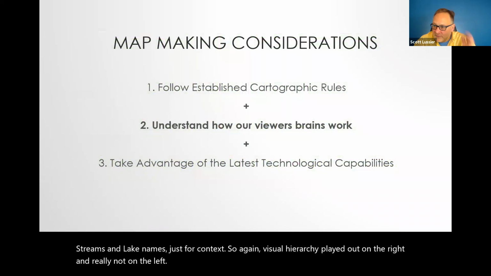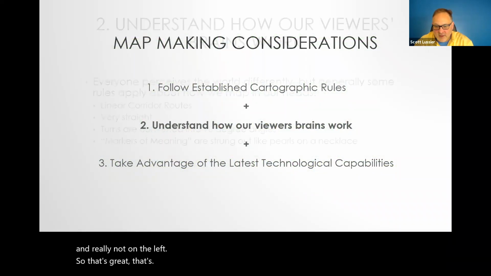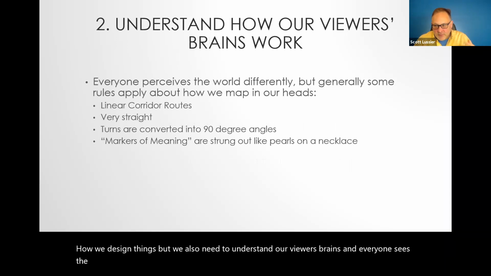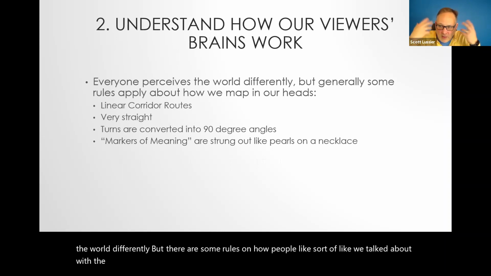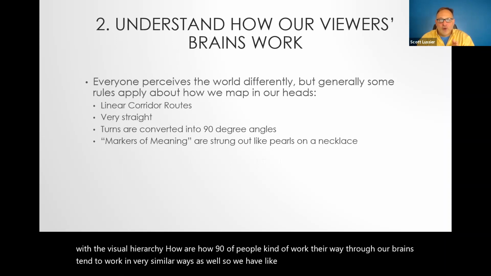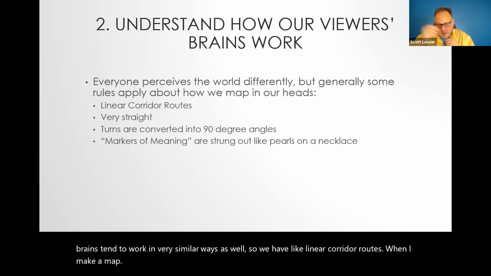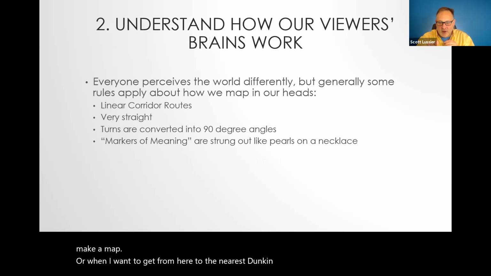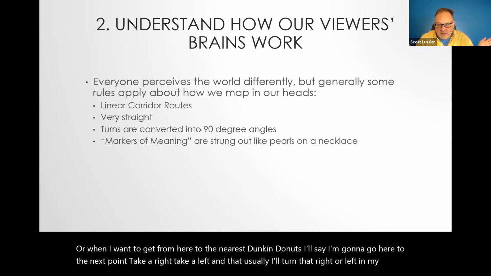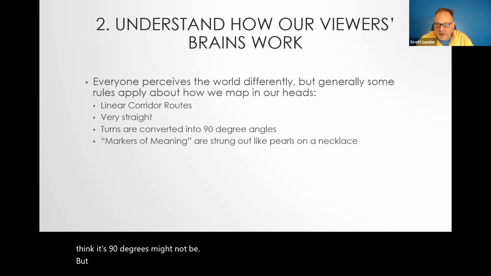So, that's great. That's how we design things, but we also need to understand our viewers' brains, and everyone sees the world differently, but there are some rules on how people, like sort of like we talked about with the visual hierarchy, how 90% of the people kind of work their way through. Our brains tend to work in very similar ways as well. So we have like linear corridor routes. When I make a map, or when I want to get from here to the nearest Dunkin' Donuts, I'll say, okay, I'm going to go from here to the next point, take a right, take a left, and usually I'll turn that right or left. In my brain, I think it's 90 degrees, might not be, but I know I need to do something at that point and turn.